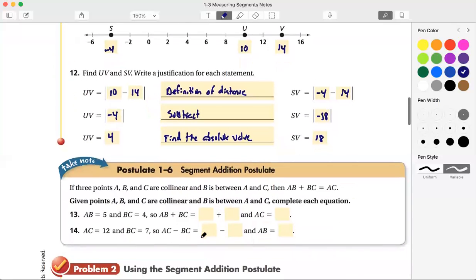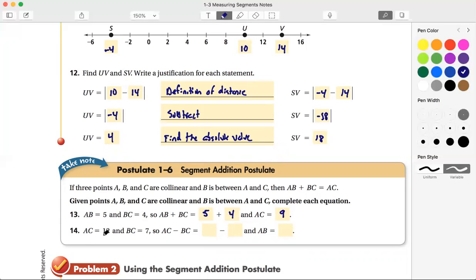All right, the segment addition postulate says if three points A, B, and C are collinear and B is between A and C, then AB plus BC must equal AC. This is also known as the sum of the parts must equal the whole. Okay, if I know AB is 5 and BC is 4, what does AB plus BC equal? Well, AB is 5, BC is 4. So when I add those together, I get 9.